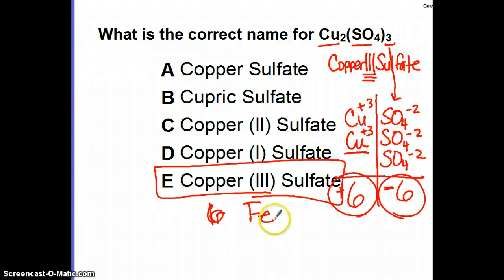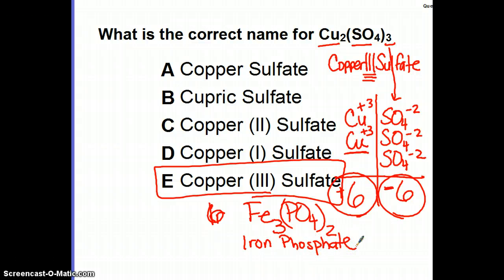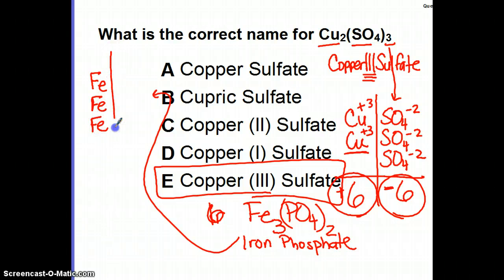Let's say you had Fe3(PO4)2. So we would know this is iron phosphate, but we need a Roman numeral because iron is in the D block. So again, we can do what I did here. If you're unsure, let's say we have 3 irons, and on this side we had 2 phosphates. So we had PO4, PO4.